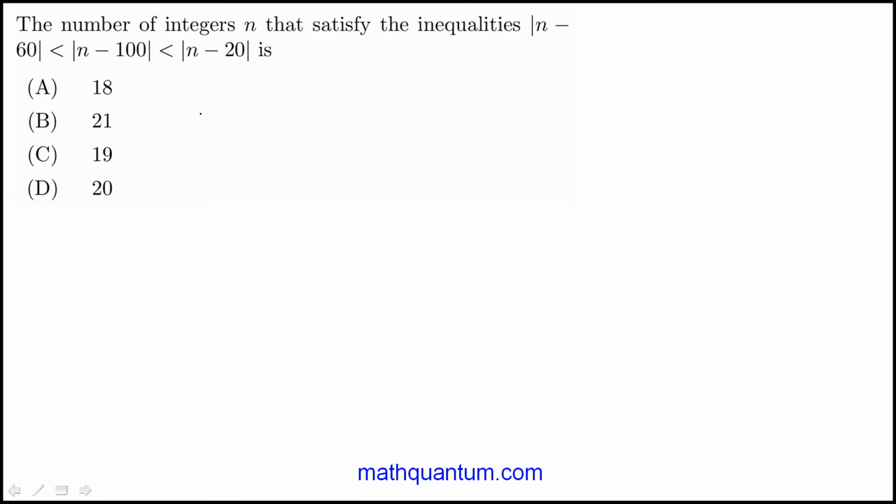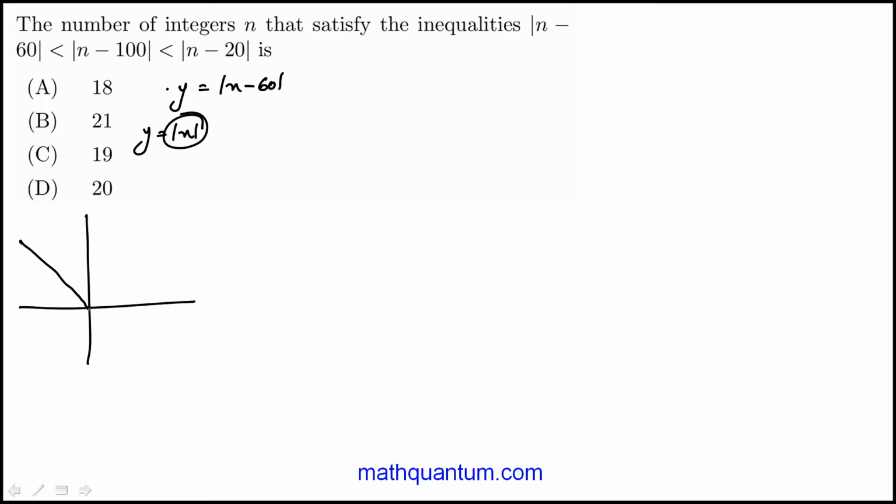So I'll take a graphical approach to do this inequality question, and I'll start by quickly drawing the graph of this. The key thing is you need to be very familiar with what the graph of absolute value of x, or in this case n, doesn't matter, is this. And when we write it as n minus 60, this is a shift to the right of 60 units.